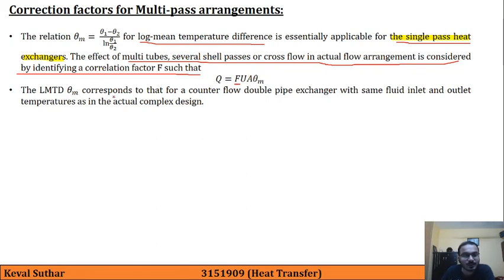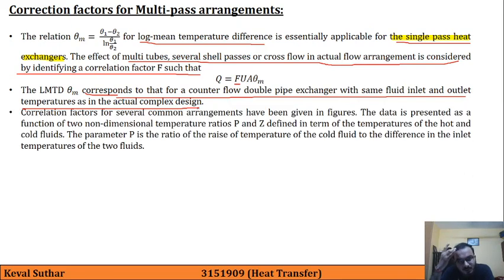Now the LMTD theta 1 in this equation corresponds to a counter flow double pipe heat exchanger with the same fluid inlet and outlet temperature as in the actual complex design. So now the correction factors, that F values, will be available from the figures. These figures are provided in our next slide.